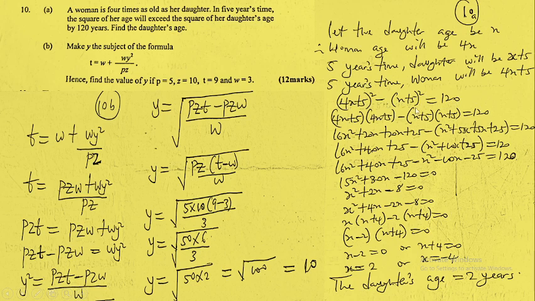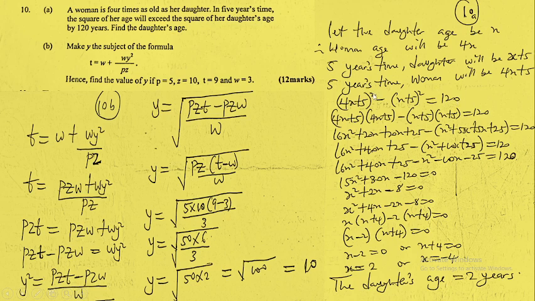The difference between the daughter's age and the woman's age in 5 years' time will be what? 120. That's the way you can interpret the question, because the woman will exceed her daughter's age by 120. So that means the difference between their ages will be what? 120. So that's what we have here: 4x plus 5 squared minus x plus 5 squared, which is the age of the mother in 5 years' time and the age of the daughter in 5 years' time, is equal to what?